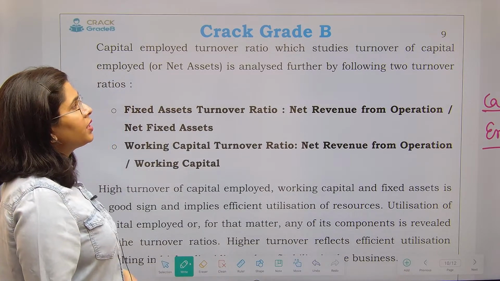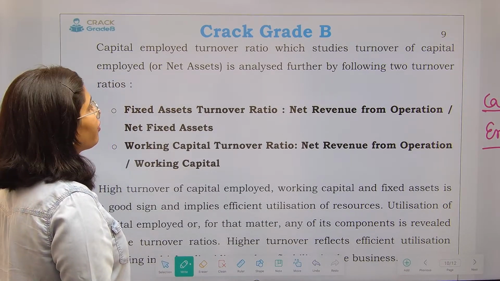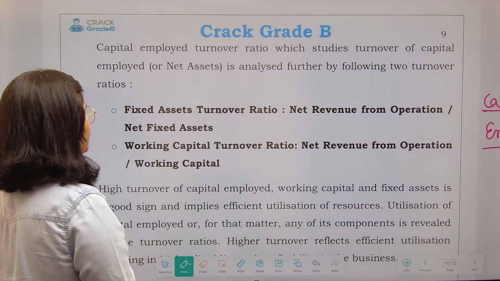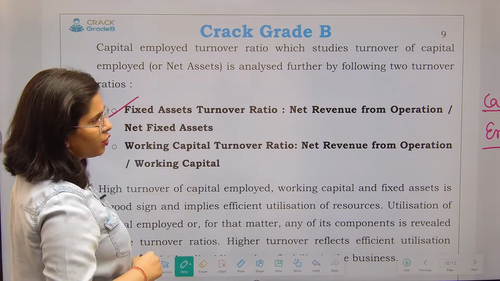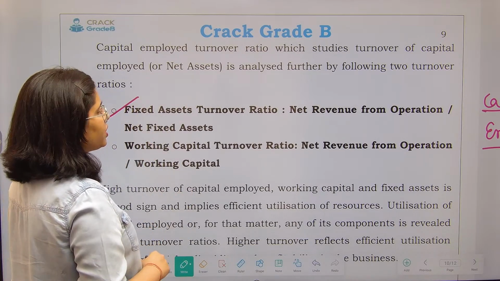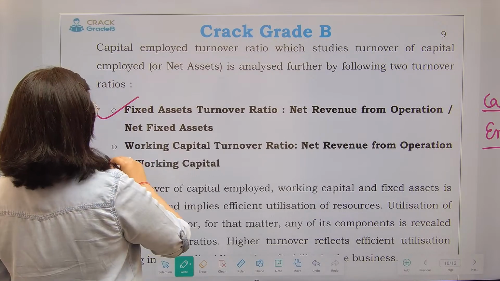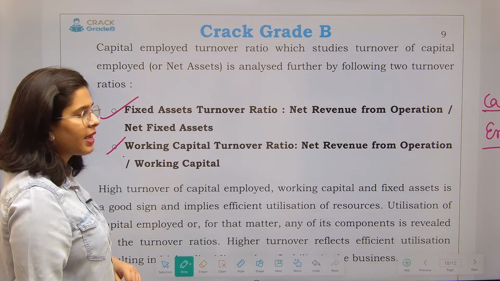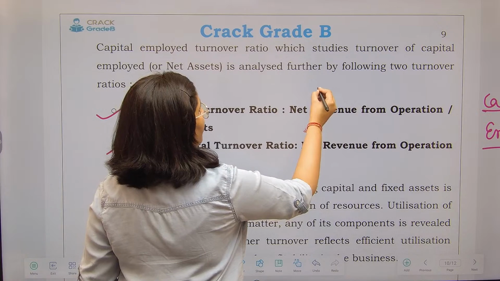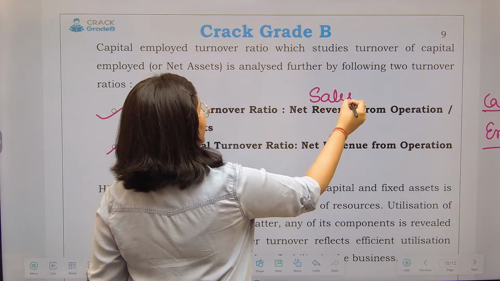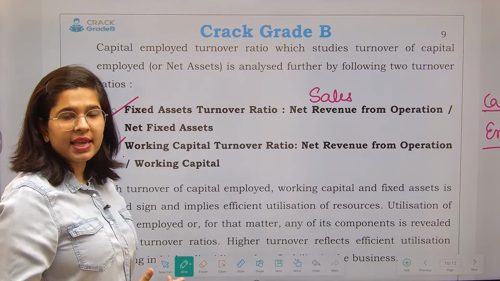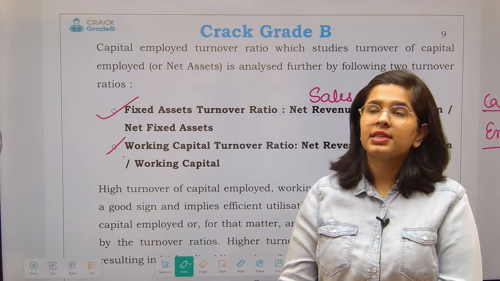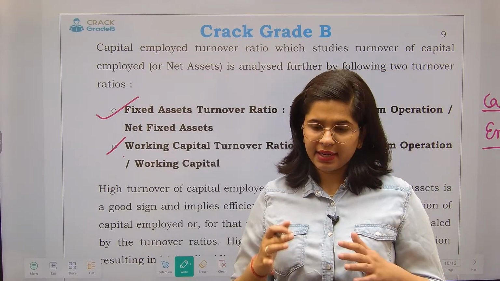See, capital employed turnover ratio, which studies the turnover of capital employed, is analyzed further by the following two turnover ratios. What is it? Number one is the fixed assets turnover ratio, that is net revenue from operations divided by net fixed assets, and next is working capital turnover ratio, net revenue from operations divided by the working capital. Fine. Net revenue from operations, this is your sales, net sales. What is the meaning of net sales? Sales minus returns. Whatever sales return you have already done, please deduct it. Okay.